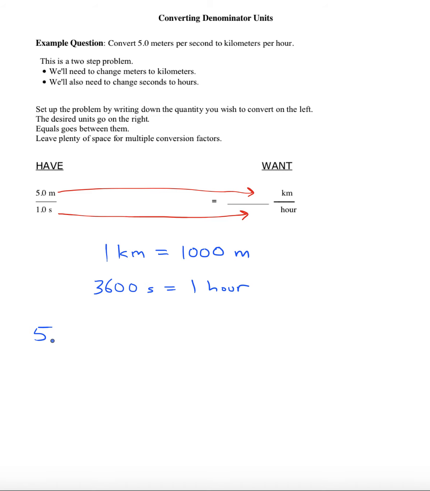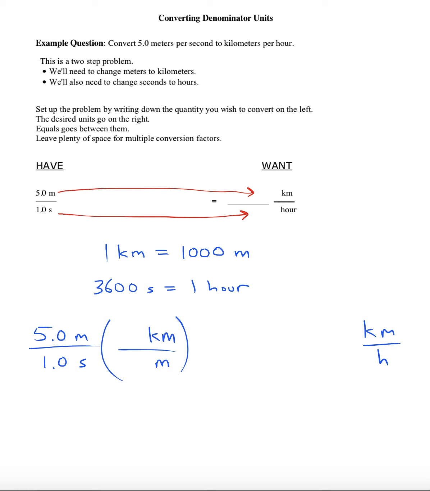Let's write what we have on the left. And we'll introduce our first conversion factor. Now, we want to get to kilometers per hour. So I'm going to let the first conversion factor just change the numerator units. I'm going to get the meters to kilometers first. So I need to get rid of meters. So I need meters on bottom for that. I'm going to put kilometers on top.